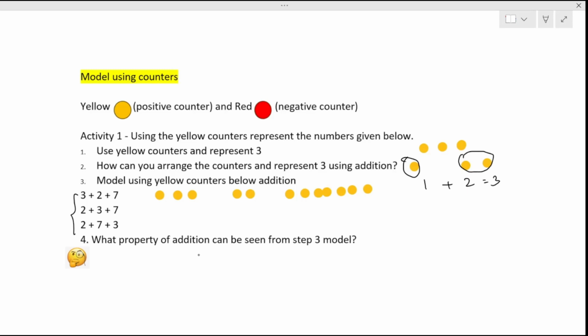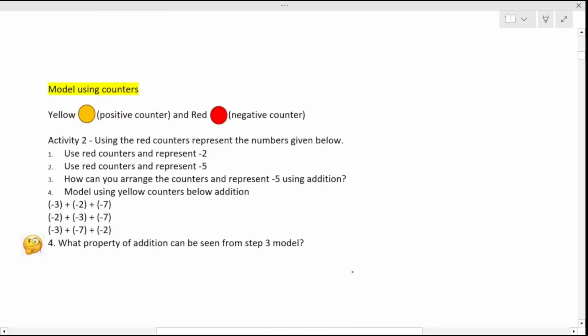Think for a while and you can figure it out. You change these two numbers, and that is called the commutative property of addition, where you change the order in which you are adding and the result is the same. And also the associative property, where grouping different numbers still gives the same sum. So you can observe two different properties, associative and commutative. In this activity, we have tried modeling only positive counters. What we are going to do next is model negative numbers using addition and subtraction.